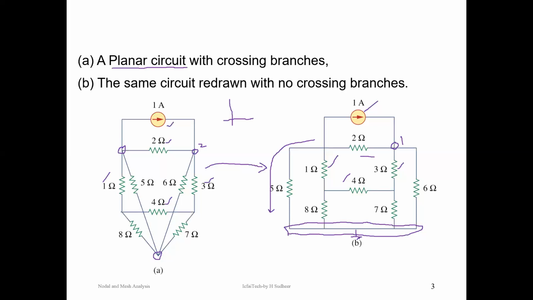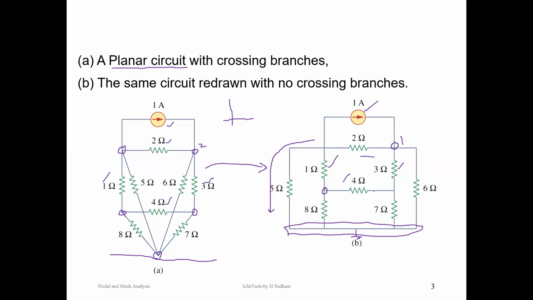Now, what about 8 ohms? 8 ohms is connected between the reference node and the finishing end of 1 ohm. Rather than drawing like this, I can draw it with a straight line because this reference node is being converted into a straight line. So 8 ohms is joined between the junction of 1 ohm and 4 ohms with respect to the reference node. In the same way, 7 ohms should be connected from the junction which is joining 4 ohms and 3 ohms to the reference node.